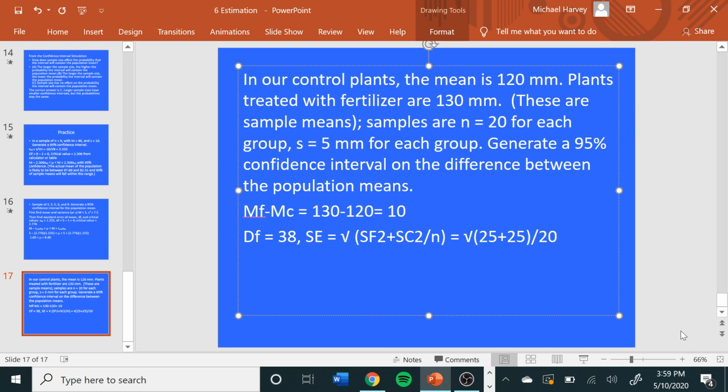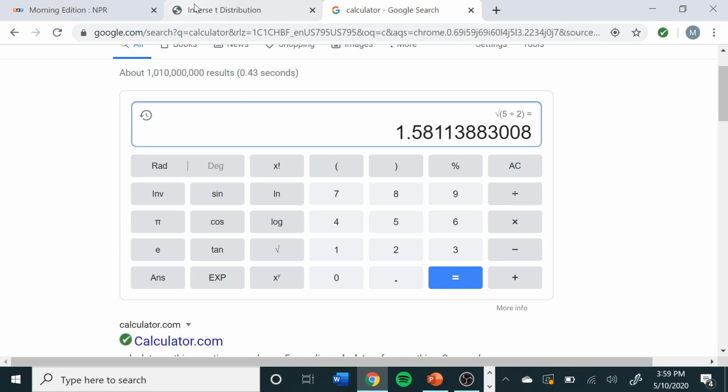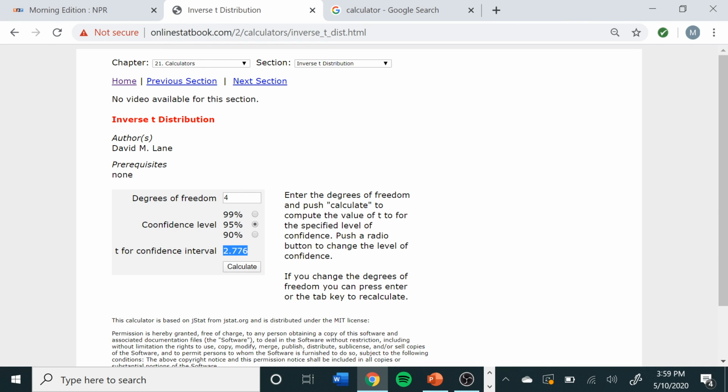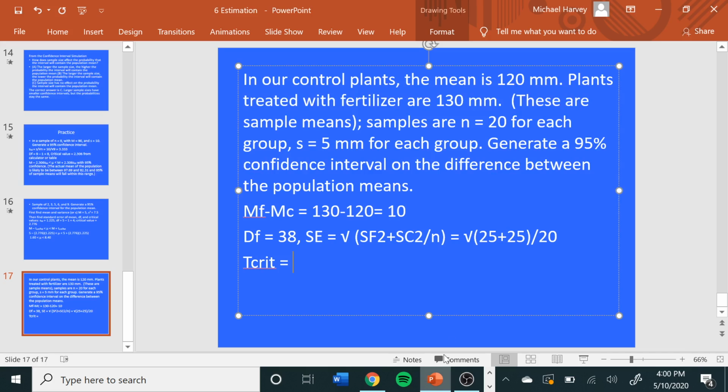Now the other thing we're going to need is our critical value. We could call it t-crit. What that is going to equal, we'll go back over here. We can go to the inverse t distribution. This is where we put in our 38, and we're interested in a 95% confidence interval, which is the default. Here's the critical value we're going to use, 2.024. I'll go ahead and put that right here.